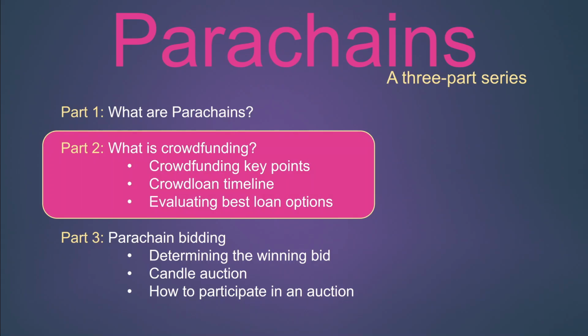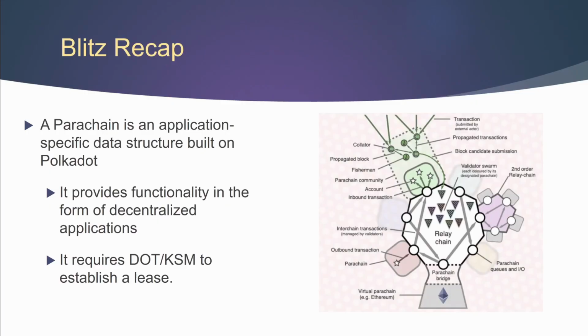Thank you, Paradox. Hi everyone, welcome back to this 3-part series on Parachains. Just a quick recap. A parachain is an application-specific data structure built on Polkadot. It provides functionality in the form of decentralized apps. It requires DOT or KSM to establish a lease.